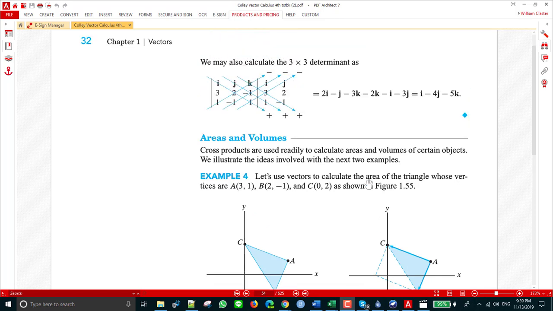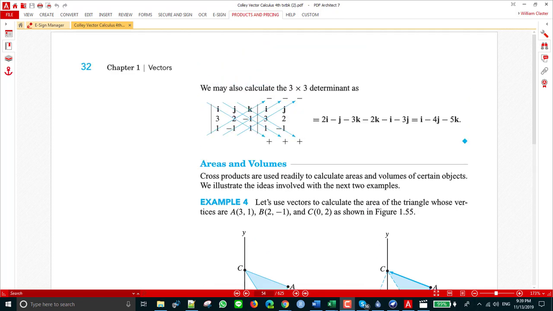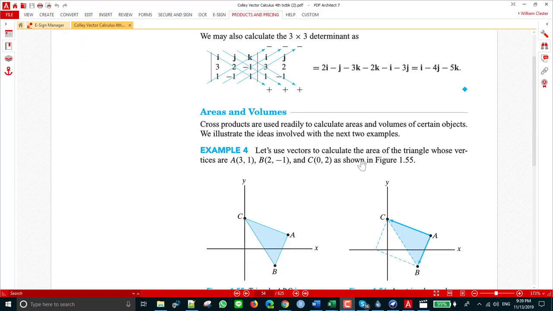Okay, so we're still talking about cross product, and there are some nice applications of the cross product. So we can use it to find areas and volumes, believe it or not.